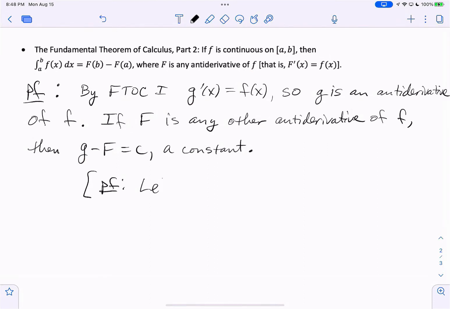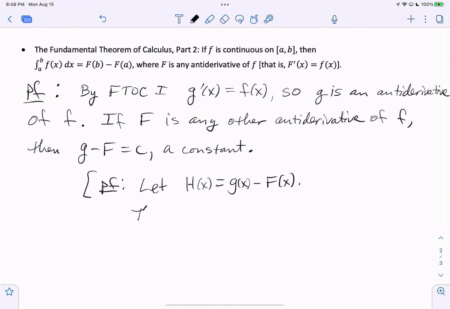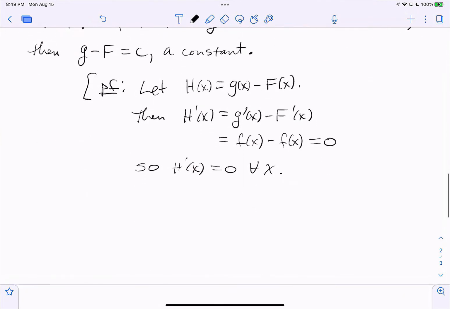Let's define h of x to be g of x minus uppercase F of x. Then h prime of x is equal to g prime of x minus F prime of x. But we've said that both of them are f of x, right? They're both antiderivatives. So the derivative of each one is f of x, and the difference is 0. So h prime of x, we've said, is equal to 0 for all x.